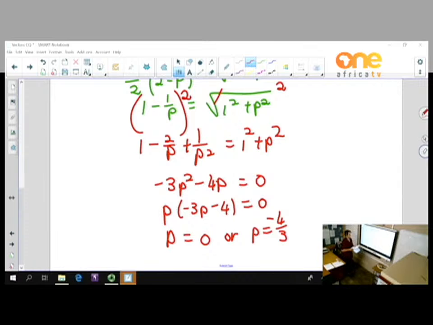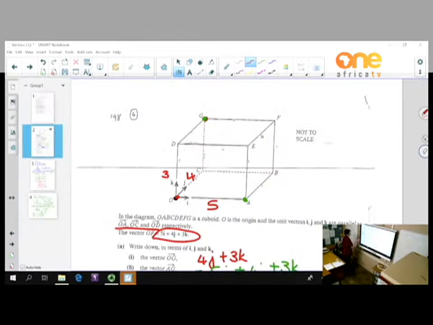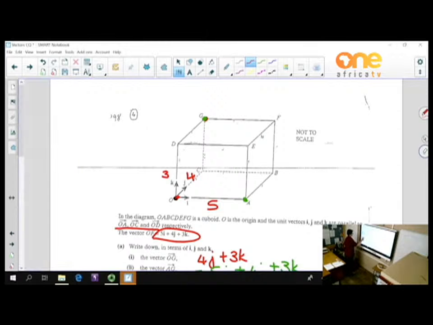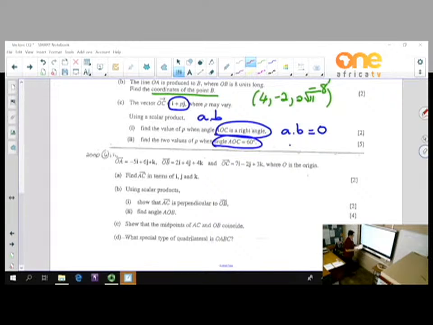So a very good question. They've asked this question once more in the papers. And let's look at the last one, question 6. Question 6, there we are, the last question there.